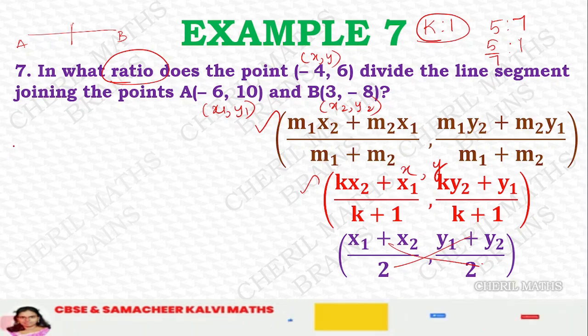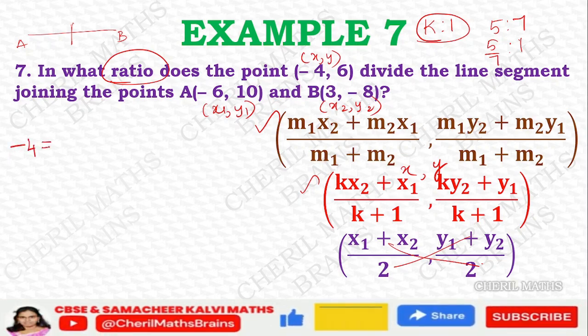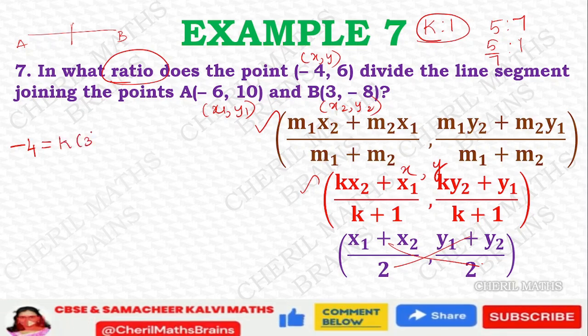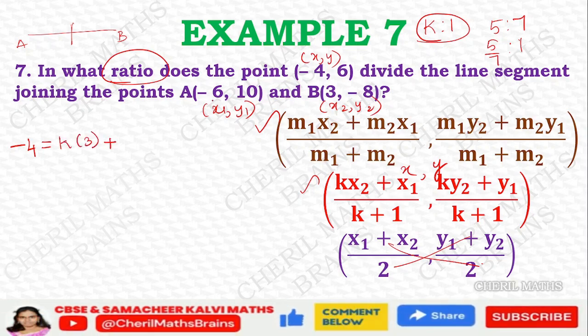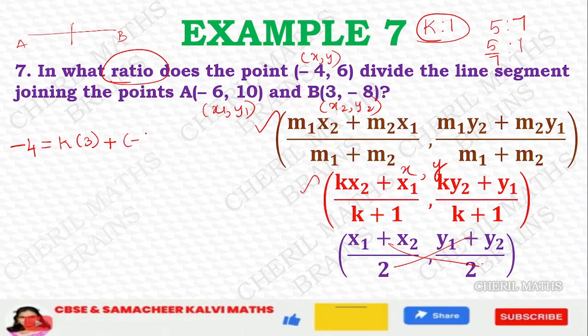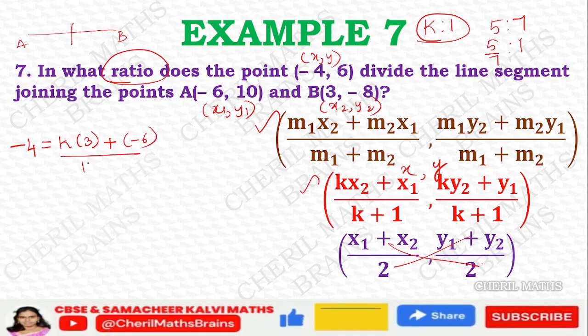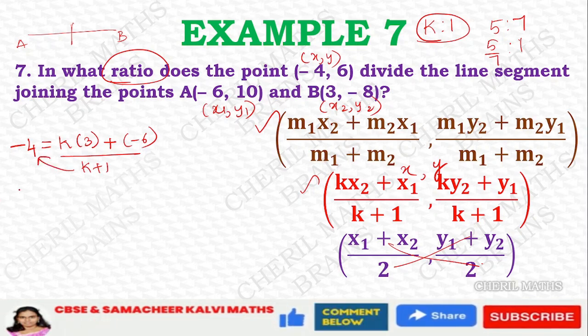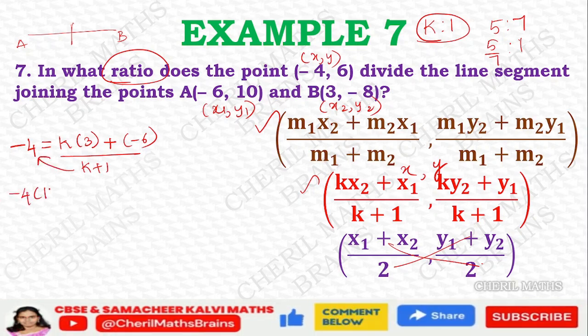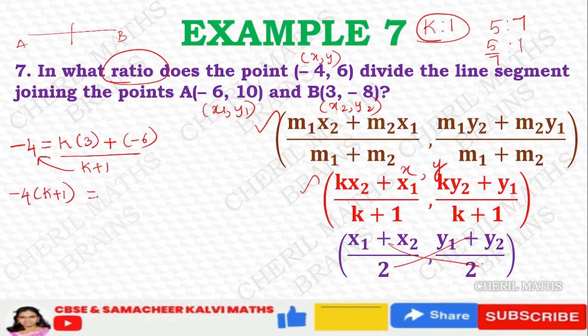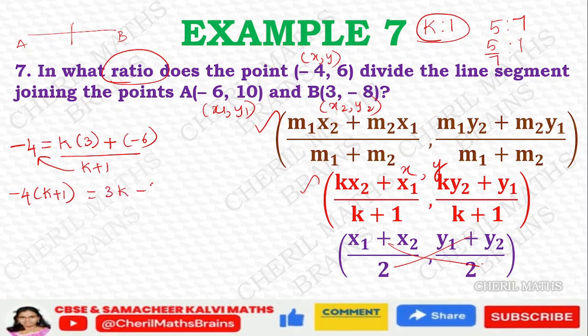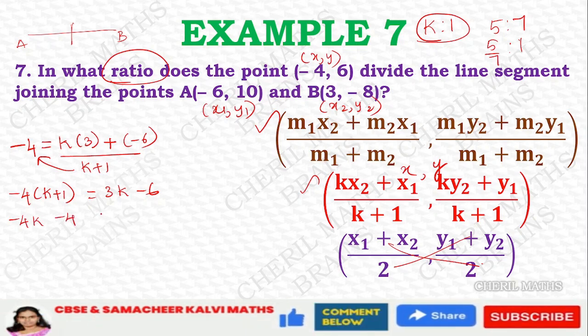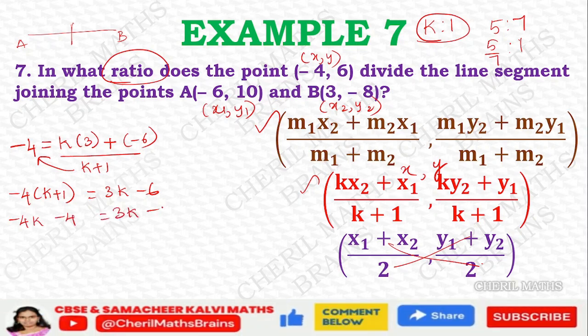Yes. So for minus 4, what you will get? K into x2. So my x2 is 3 plus x1. My x1 is minus 6 divided by k plus 1. So now let us take it that side. So we will get minus 4 into k plus 1 is equal to 3k minus 6. So we will get minus 4k minus 4, which will be 3k minus 6.